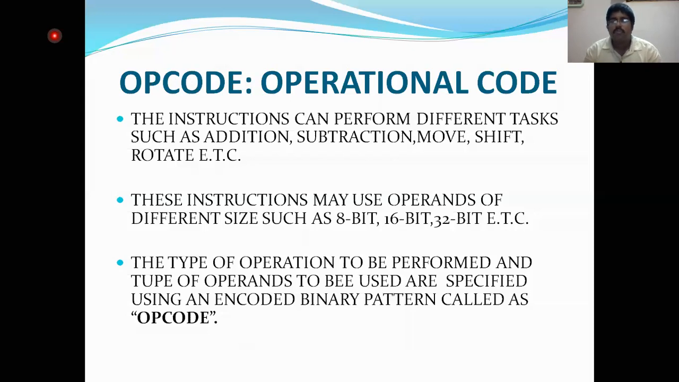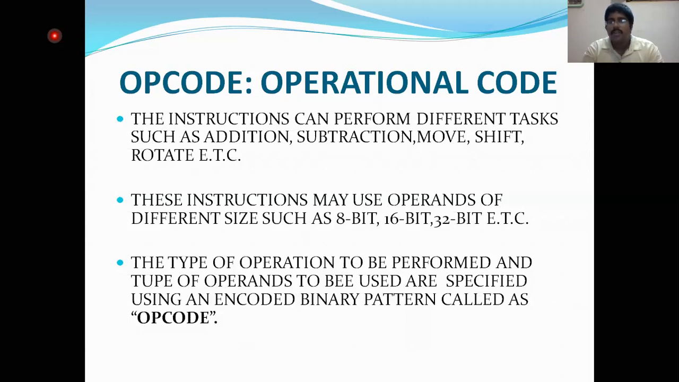That means if you want to perform some addition, then we will write the instruction called add. If you want to perform any subtraction operation, then we will write the instruction called sub. If you want to perform any multiplication, then we will write the instruction mul. Here, add, sub, mul. If you want to transfer data from one place to another place, we will use mov. These all are called operational codes, or simply opcodes.